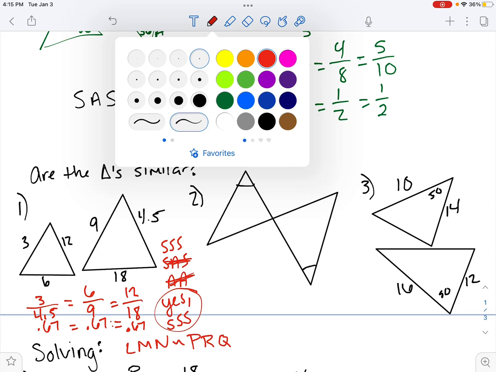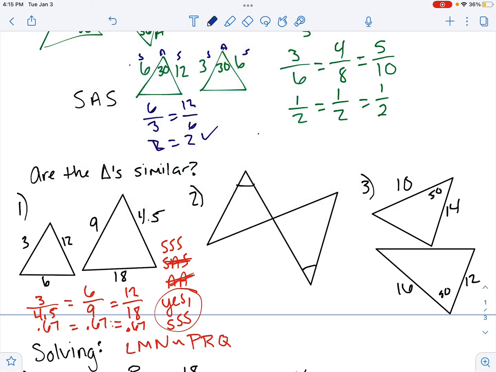Next one, there's no numbers. Well, it does give me an angle. Here's an angle, here's an angle. And remember, anytime we have that X, we're thinking vertical angles. So angles across from each other at an X are equal. So we have another angle.